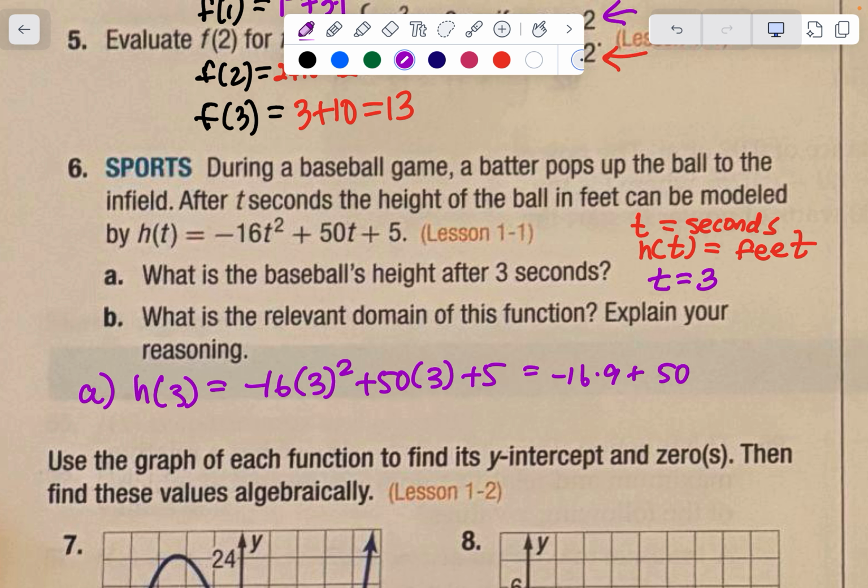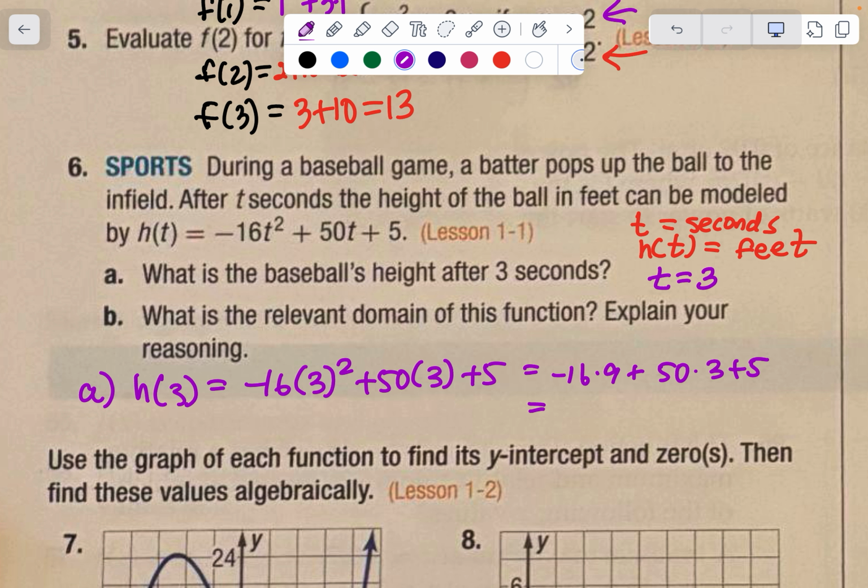And once we've done that power, you just do your multiplications. So negative 16 times 9 is negative 144. 50 times 3 is 150. And then we just combine them. Negative 144 plus 150 plus 5 is 11. And then we should put our units, because remember, if we stick in the time, we get out feet. So that means that after 3 seconds, the baseball is at a height of 11 feet.